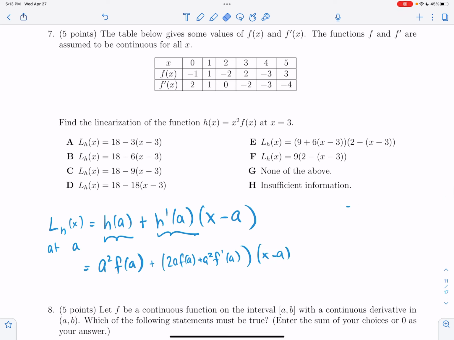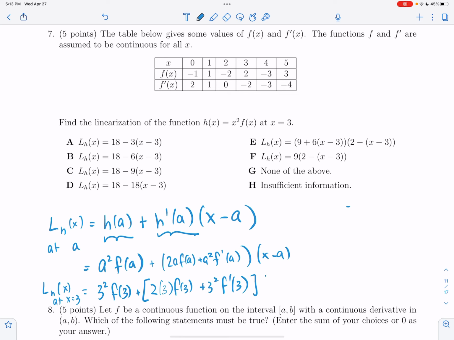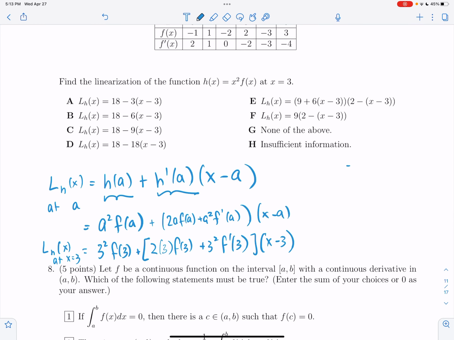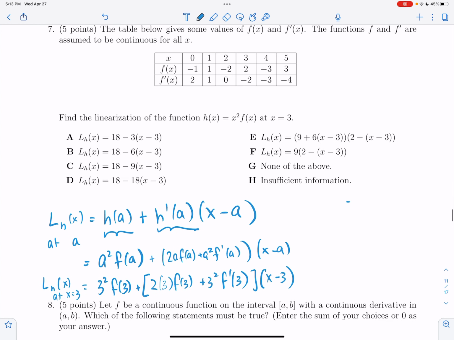Okay, so you want the linearization at 3. So L_h of x at x equals 3 will be 3 squared times f of 3 plus 2 times 3 times f of 3 plus 3 squared times f prime of 3 times x minus 3. So you just plug in the values. What is this going to be?